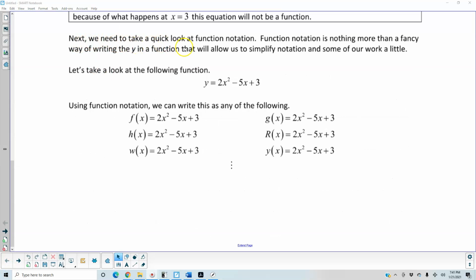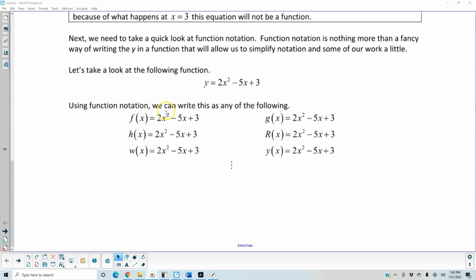Next, we need to take a quick look at function notation. Function notation is nothing more than a fancy way of writing the y in a function that will allow us to simplify notation in some of our work a little. Let's take a look at the following function. y is equal to 2x squared minus 5x plus 3.